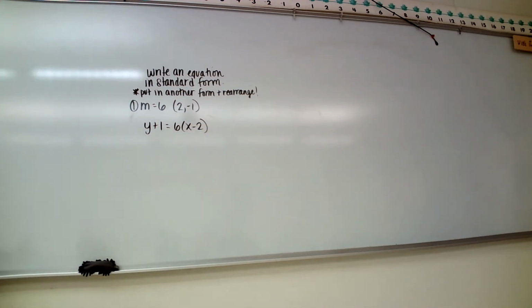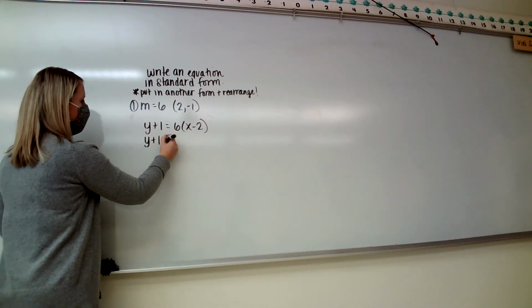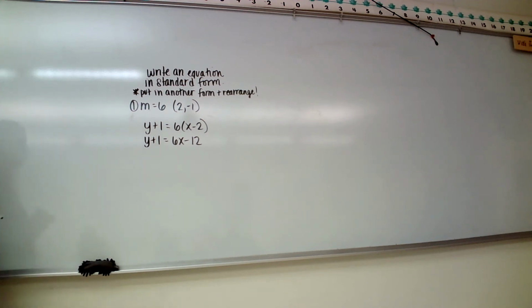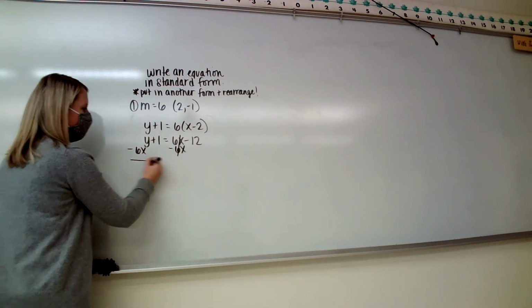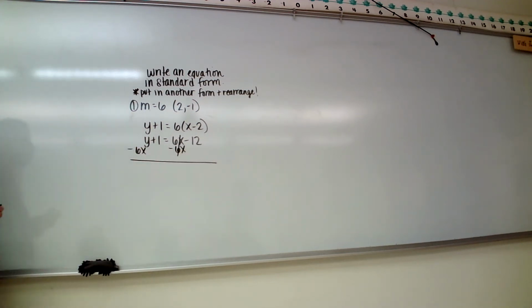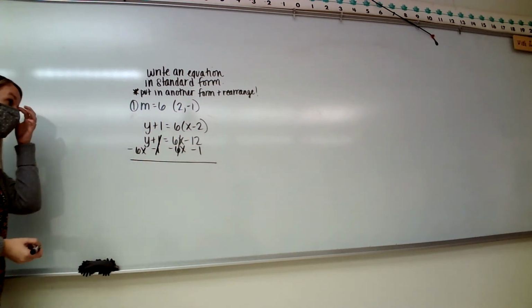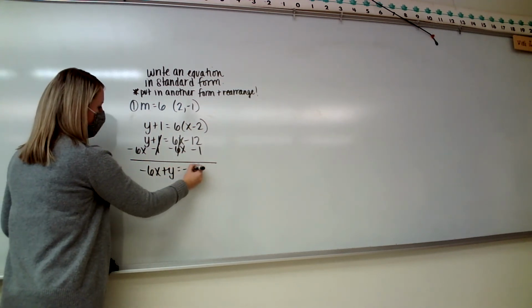So without too much effort, I could put it in a different form. Now let's start to move stuff around. Let's distribute. So y plus 1 equals 6x minus 12. Okay. Now we just need to move things so x and y are together, and then it equals the constant. So I'm going to move my x over here. If you do it the other way, that's fine. I always just tend to move the variables to the left. I'm also going to just, in this first step, move that 1 over there so I don't have to do 2 things. And I end up with negative 6x plus y equals negative 13.